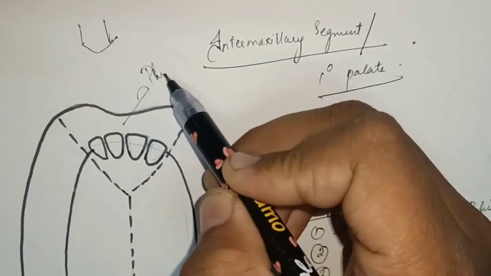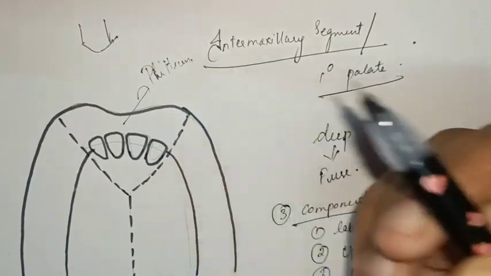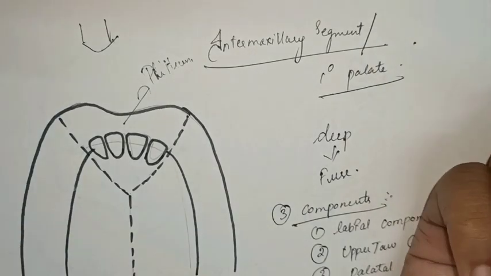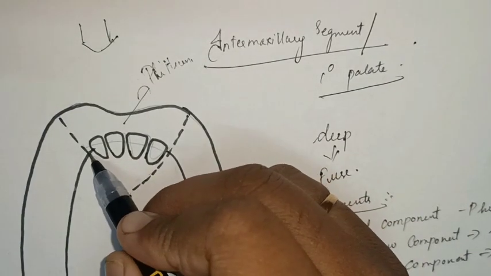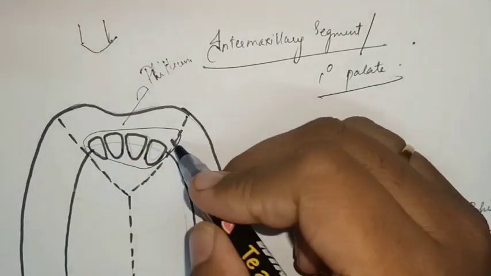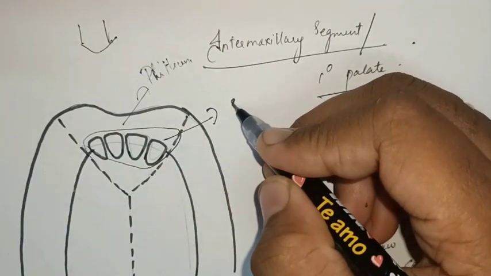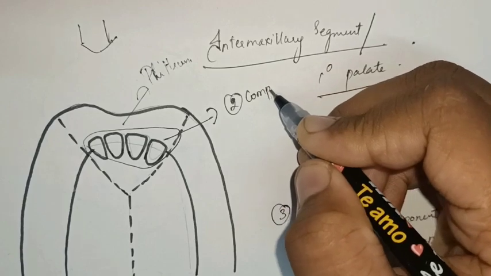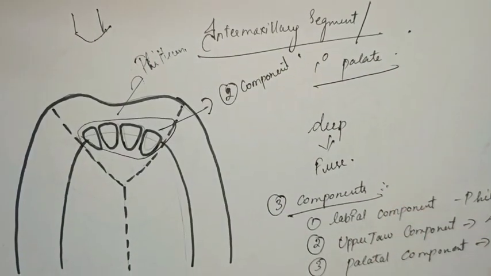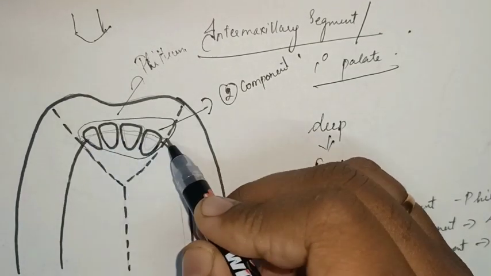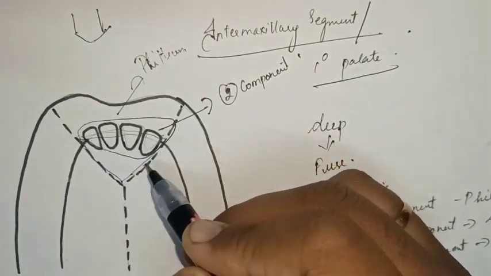So see, this is your philtrum. The shape I have drawn here above is your facial aspect. Okay, in the face you will have that kind of thing below your nose, right? That is your philtrum. And these 4 teeth, that is your second component, that is your upper jaw component. And the third, the triangular bone that is present, is your palatal component or primary palate.